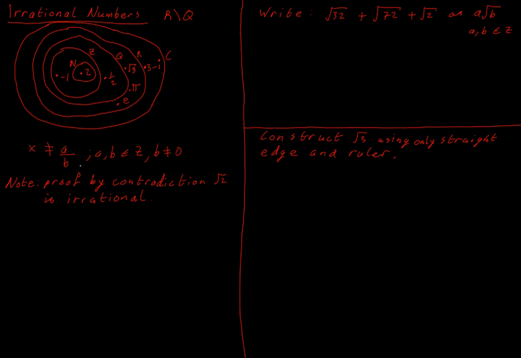Now we can come across the idea of irrationality in proofs, where we would be looking at the proof by contradiction that root 2 is not rational, is an irrational number. So we can see it in that part of our course.